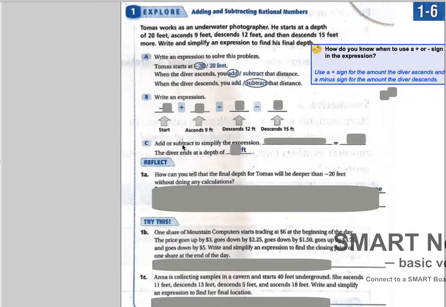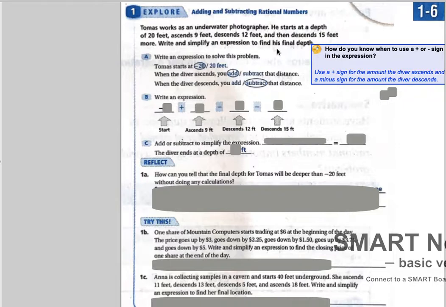So Tomas works as an underwater photographer. He starts at a depth of 20 feet, he ascends 9 feet, then he descends 12 feet, and then descends 15 more feet. Write and simplify an expression to find his depth.